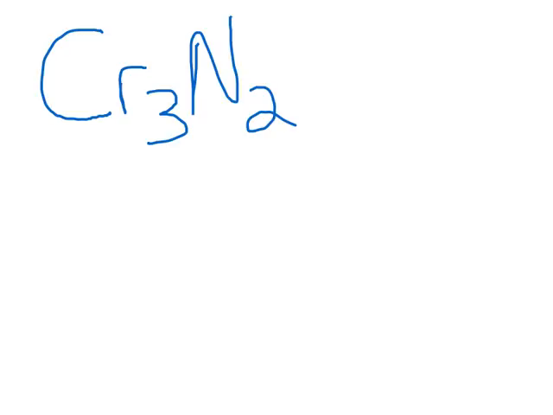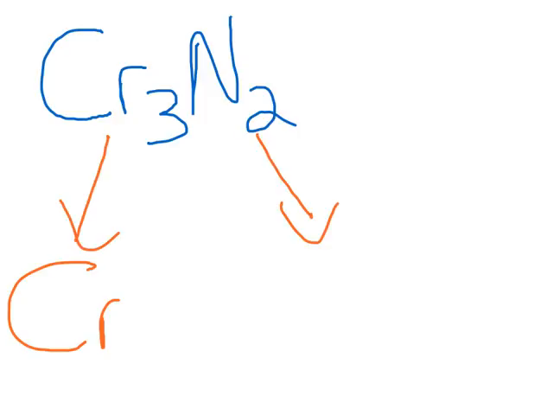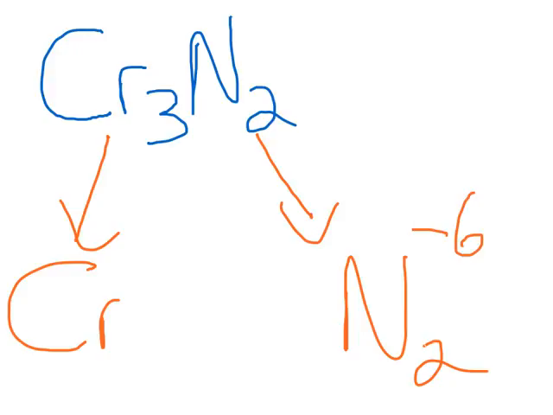Okay, so we have chromium. That's our wonky one. We have no idea what the charge of that will be, so we're going to leave it. And then we have nitrogen. Nitrogen is in group 15, and those take a -3 charge, so the total negative charge on this ion is going to be a -6. Okay? So the total positive charge also has to be a 6.